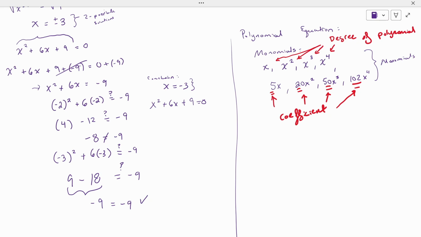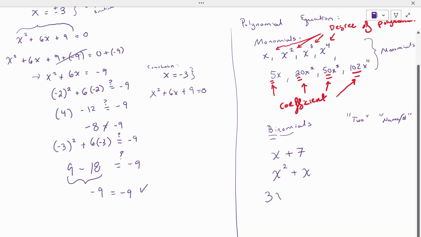But then you might have a step up from that. You might have, say, what are known as binomials. Binomials are more complicated expressions. Bi means 2. Again, nom means name or number. So 2 numbers. X plus 7. This is an example of a binomial expression. X squared plus x. This is also a binomial. 3x cubed plus 4x squared. These are all binomial expressions.